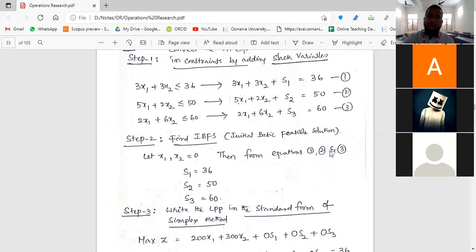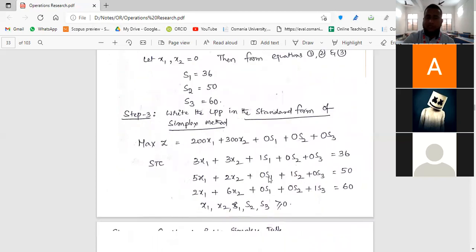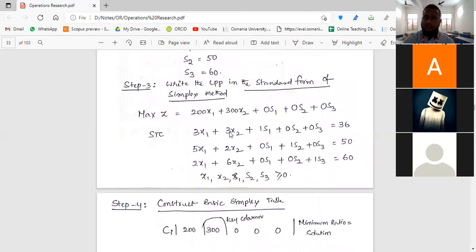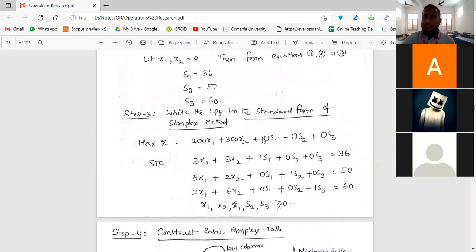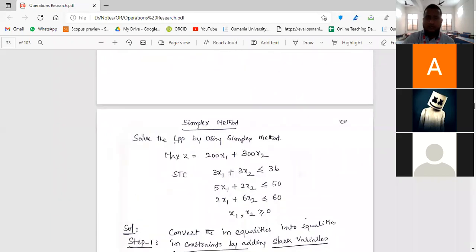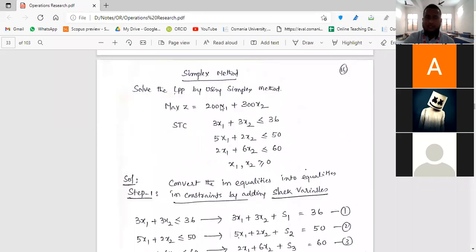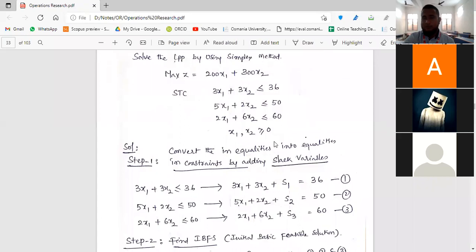Now, step 3, we need to write down the LPP in the standard form of the simplex method. So again, you have to write down the problem. Maximize Z is equal to 200x1 plus 300x2. That is there in the problem, right? Please write down the problem once again here. You have to write the same problem, leave some space.